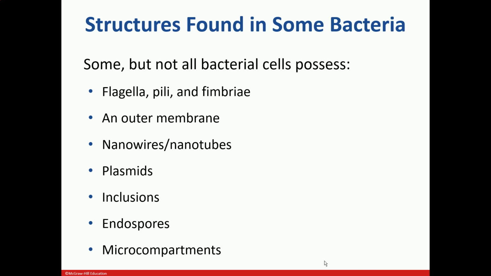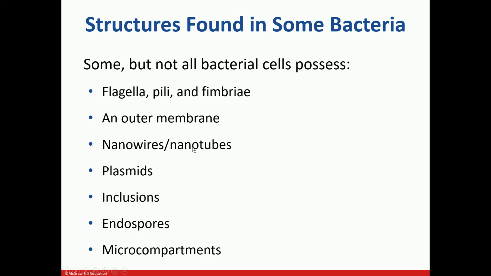Some but not all bacterial cells possess flagellum, pili, and fimbriae, which we are going to discuss in detail very shortly. An outer membrane is also present in some of the bacteria but not in all. The outer membrane is present in gram-negative bacteria. This is a very important characteristic that distinguishes gram-positive and gram-negative bacteria: gram-negative bacteria have this outer membrane, and gram-positive bacteria do not.